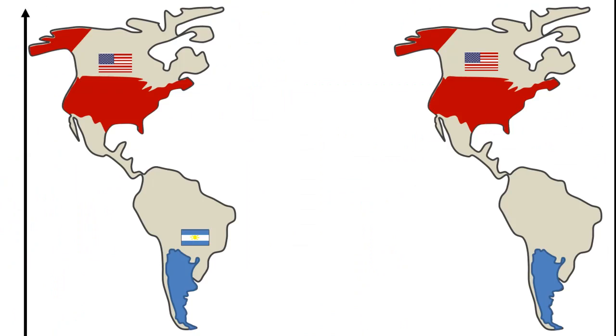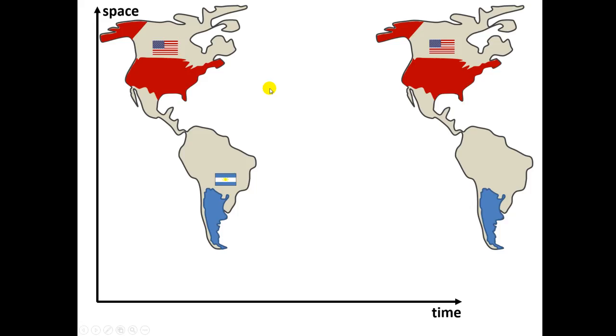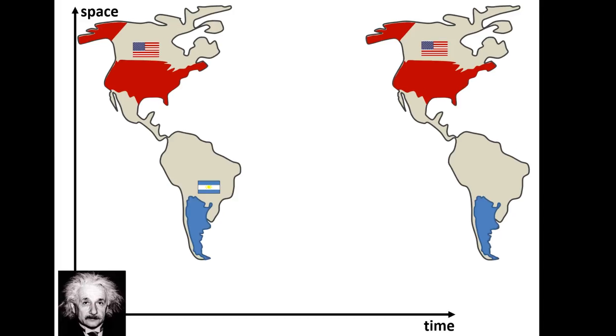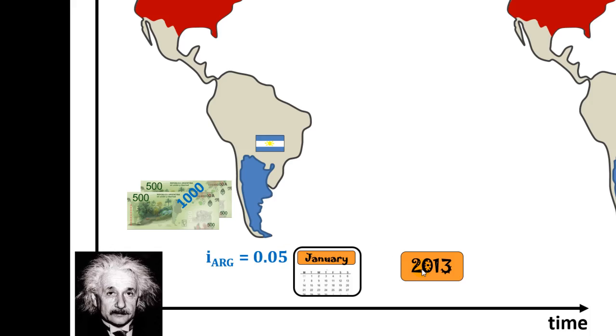Okay, let's get started. We are going to use a very simple space-time representation, not like the space-time of Einstein's general relativity theory, but in a quite useful way. So let's say that I have 1,000 Argentinian pesos, and now the interest rate in Argentina is 5%. Well, now in Argentina it is much higher than that, but I use this example to simplify the math. And in this example, let's assume that we are in January, 1st of January 2013.